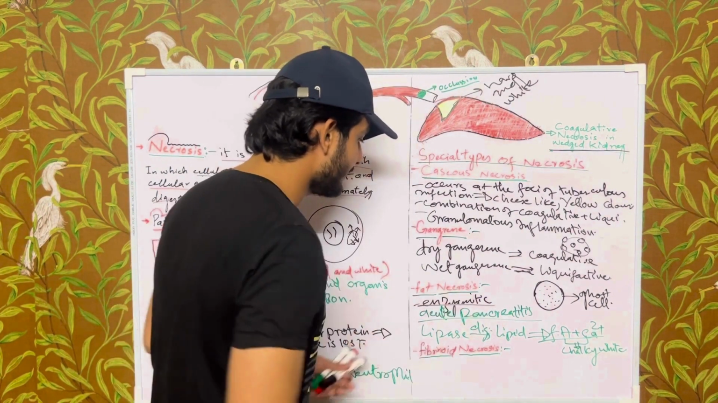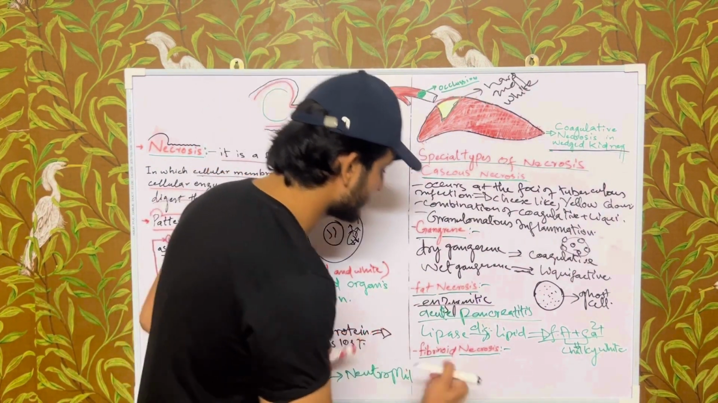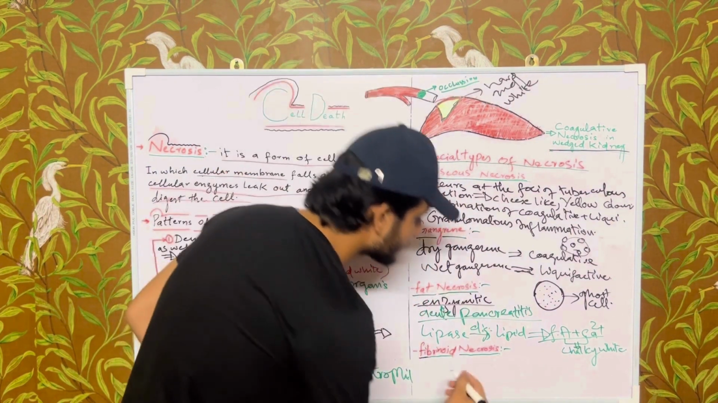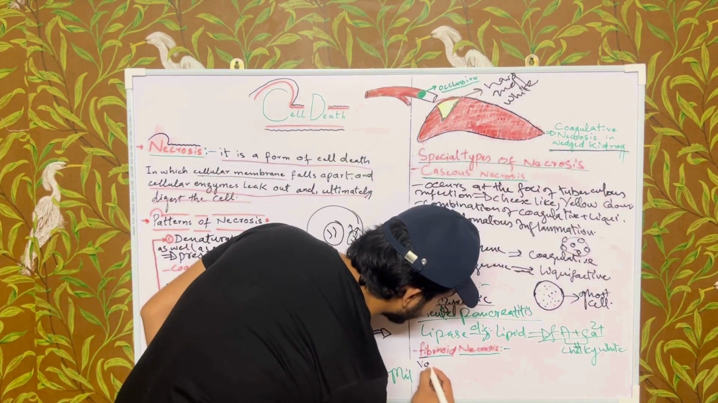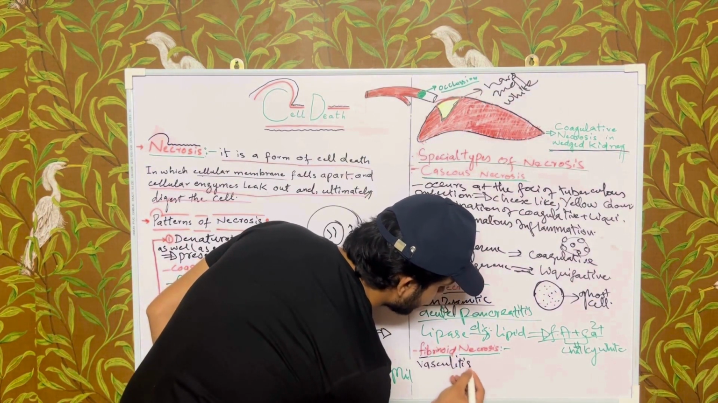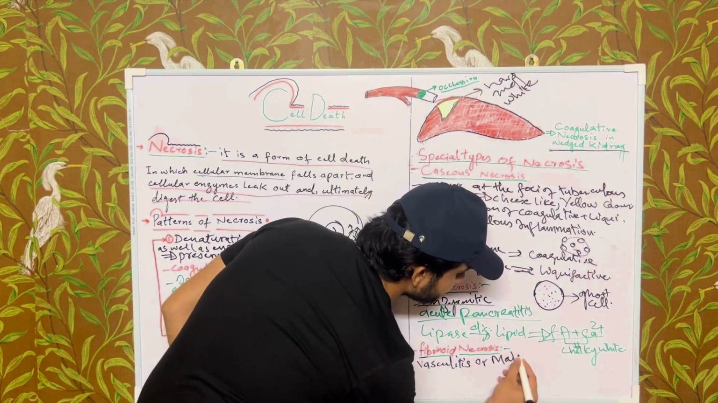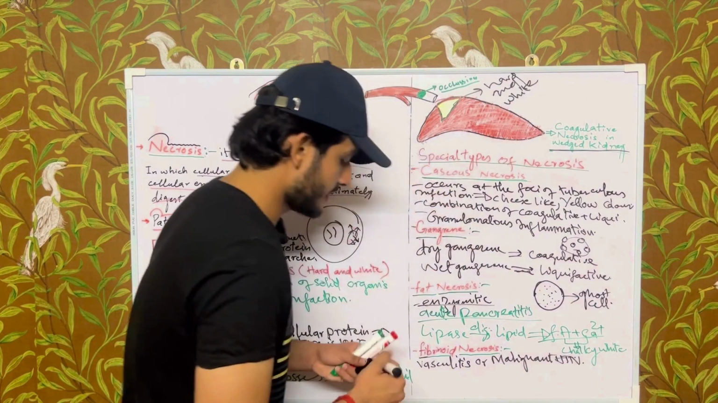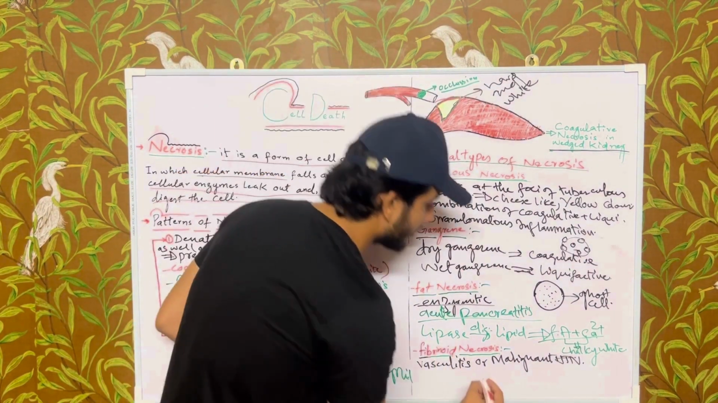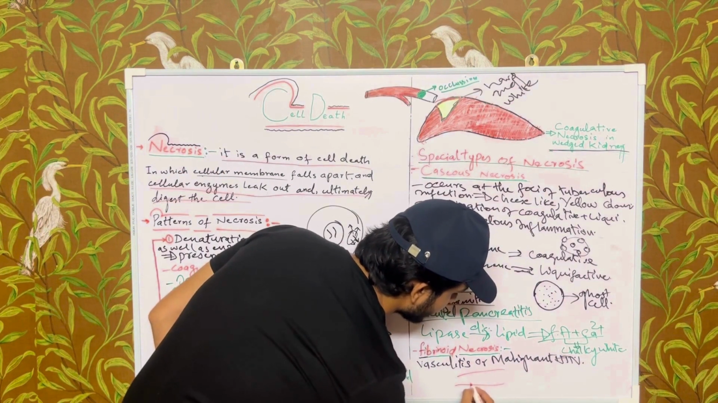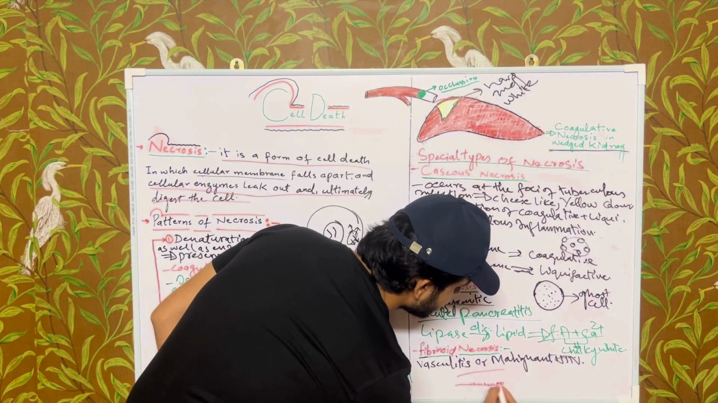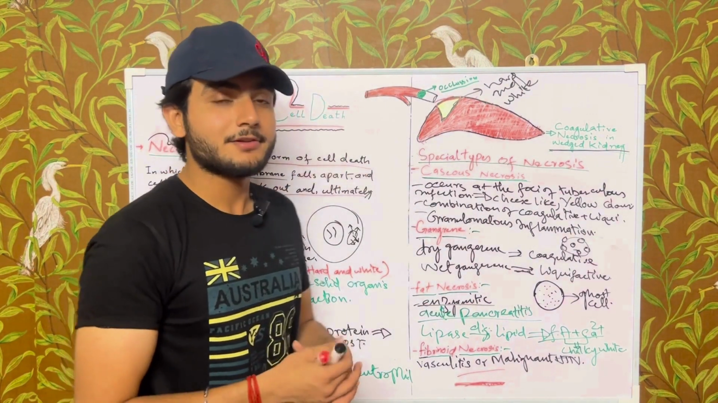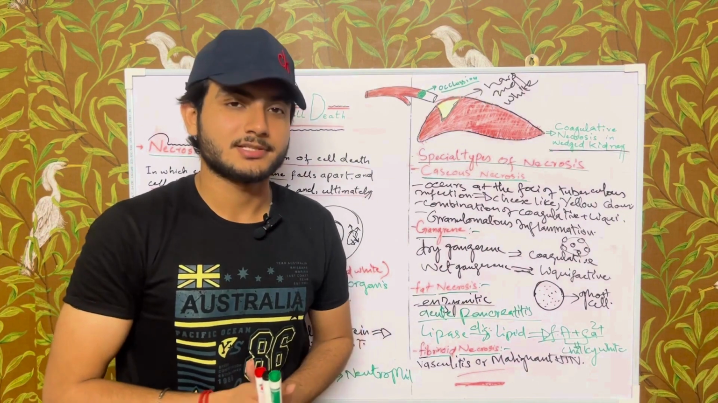So now let's talk about fibrinoid necrosis. This is the last special type of necrosis. It mostly occurs in vasculitis or malignant hypertension. What is happening in this case? Due to injury to the blood vessels or inflammation, the endothelium of these blood vessels is injured, due to which there will be the initiation of coagulation pathways.